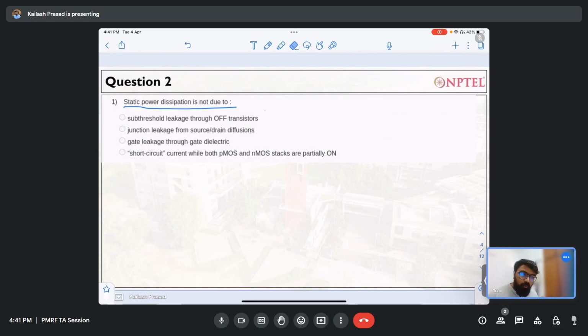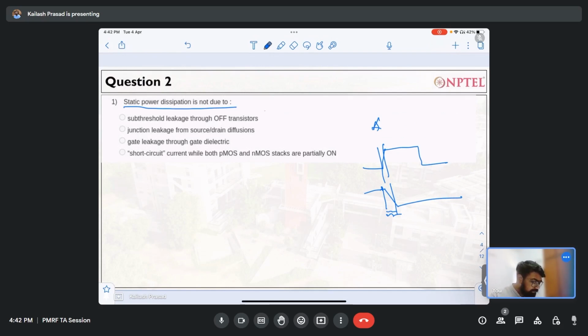What I have said about dynamic power is that whenever there is a switching, so there is an input A, and this input goes from 0 to 1, at this instant if the output goes from 1 to 0, this is where the dynamic power consumption happens. And why does dynamic power consumption happen at this point? Because at this point both NMOS and PMOS are partially on, and a current flows between VDD and ground.